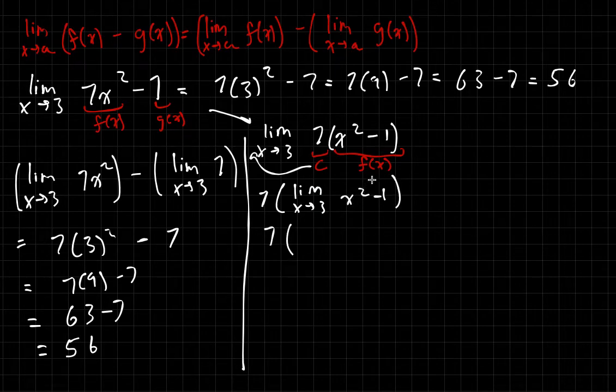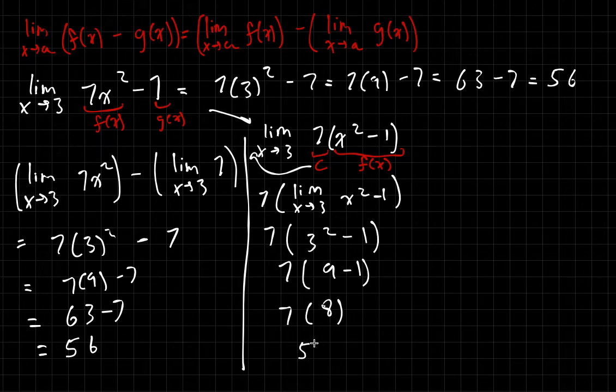So using direct substitution again, plugging in 3 into this function will give me 3 squared minus 1, which would be 9 minus 1, or 7 times 9 minus 1, and 7 times 8, and 56 again. So you can see that these three values are all the same.